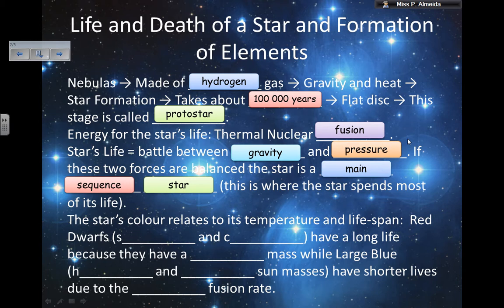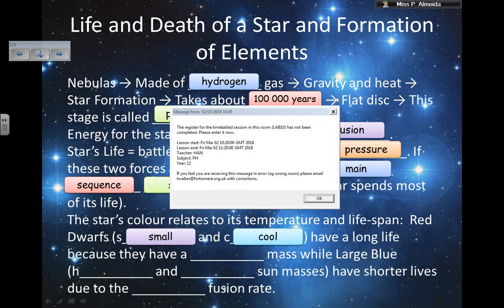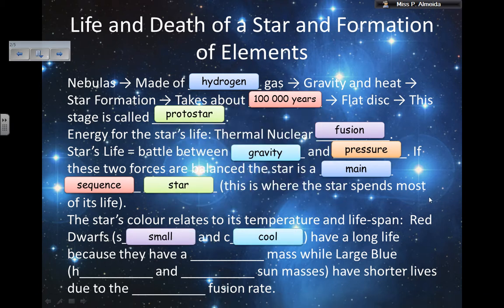Stars can come with different colors and shapes. So for example, if you have a red dwarf, then it's going to be a small and cool star, okay? And this star is going to have a large lifespan because they have a smaller mass, and therefore they are not going to have as much fusion happening in their core.